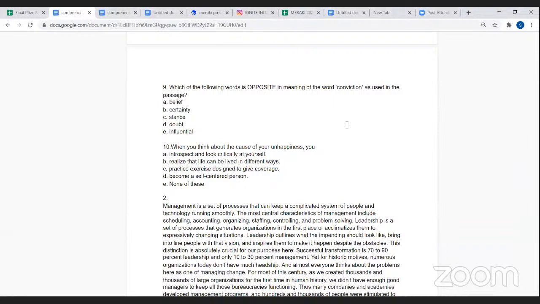10th question, when you think about the cause of your unhappiness, you. Option D, become a self centered person. We're again going by the passage only. So, yes, Kumkum. Option D.